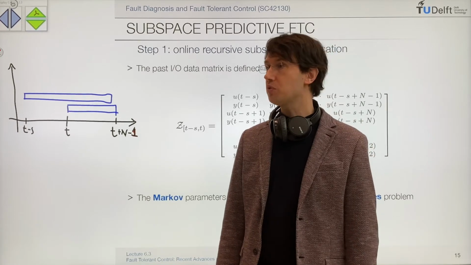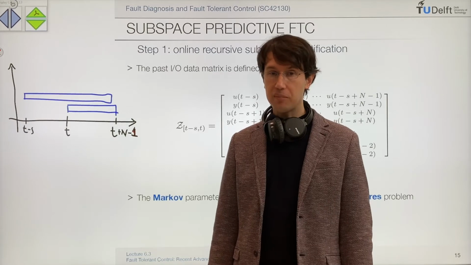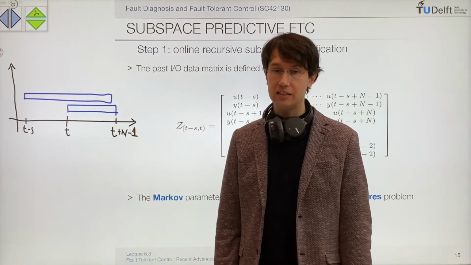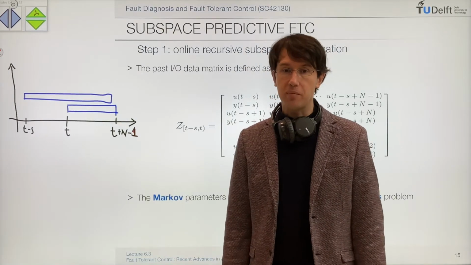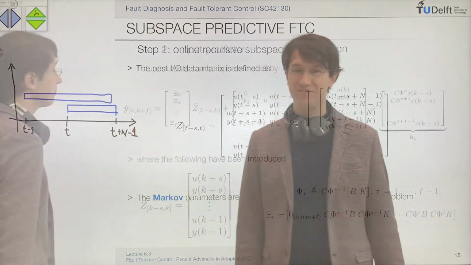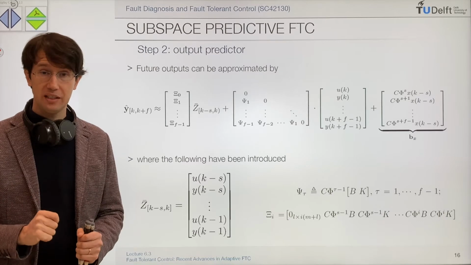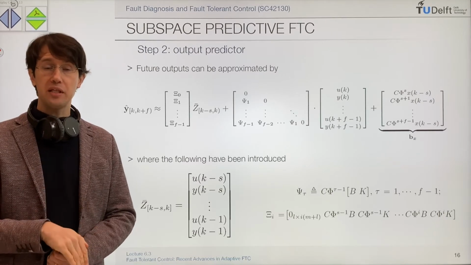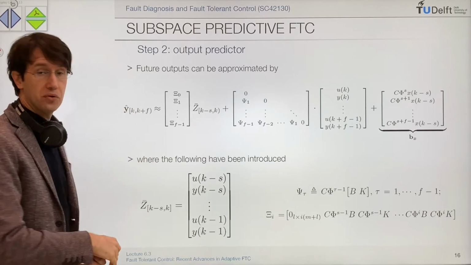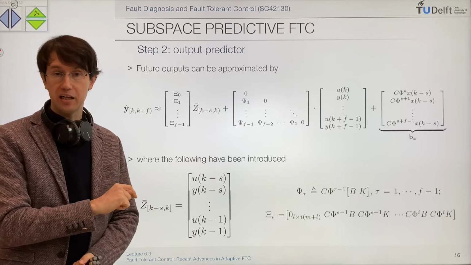So if you want to be able to react to a fault in, let's say, 10 time samples, then this should be no longer than 10 time samples. But then maybe the model you can estimate is not that good. So you have this trade-off. Okay, once you have that model, anyway, you can use it to also predict future outputs of your system. And these will be needed to implement predictive type controllers.